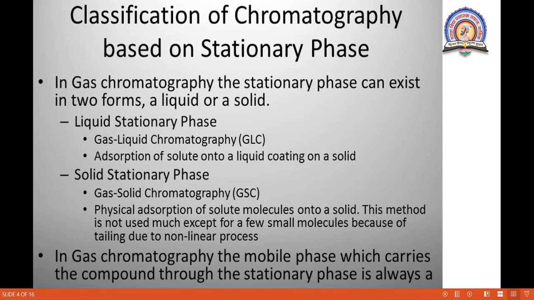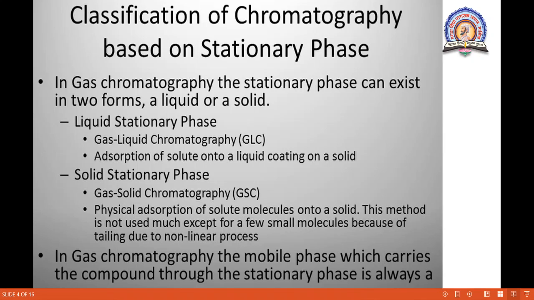If we use liquid stationary phase, then it has two types, that is gas liquid chromatography, and the second one is adsorption of solute onto a liquid coating on a solid. If we use liquid as a stationary phase.